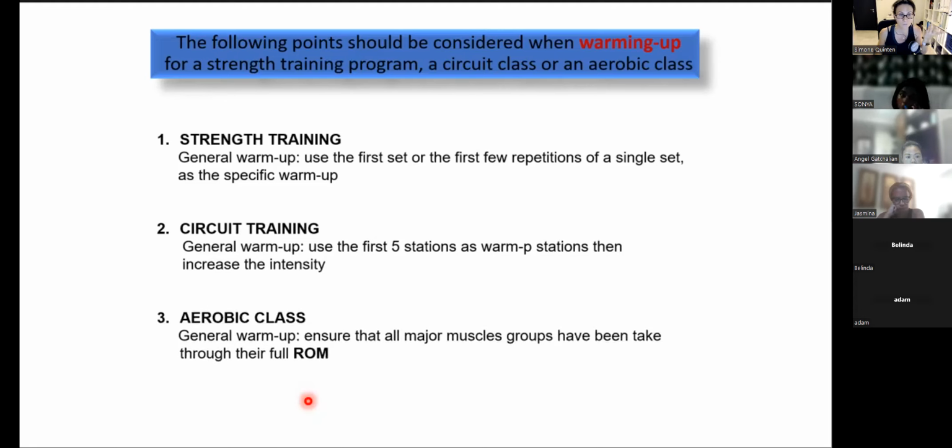And when you teach an aerobic class, like a dance class, usually they involve the whole muscle group, so the full body. So usually you try to get the full range of motion, because when they're doing all these things, all the muscles are warmed up.